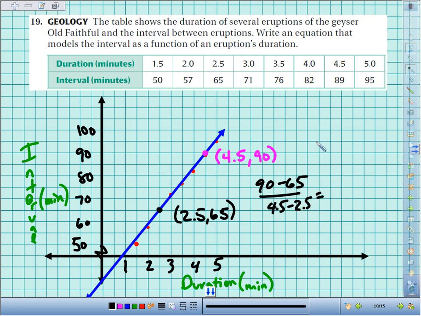And we're looking at 90 minus 65, that's 25. 4.5 minus 2.5 is 2. 25 divided by 2 is 12.5. Your equation starts y equals 12.5x. Because we found your slope, that's the coefficient of x. But now we have to add the y-intercept.